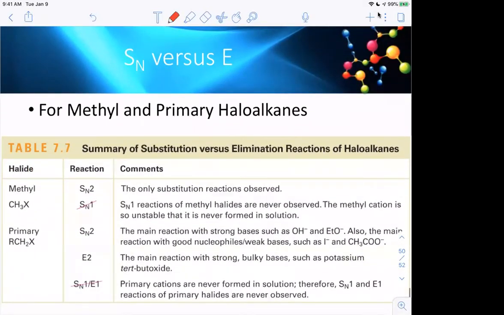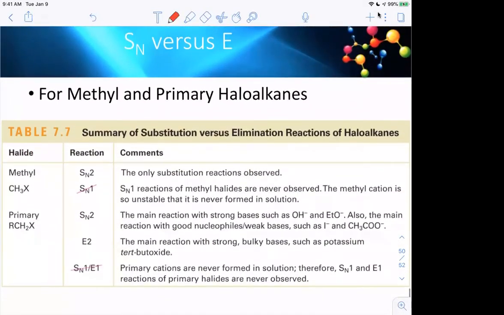Okay, so how do I figure out what's happening? I'm going to look at the type of substrate. If I have methyl or a primary haloalkane, basically, if I have a methyl alkane, I'm not undergoing SN1. My SN2 is generally the only substitution reaction, because I can't form a double bond if I only have one carbon. So really I want to look at primary.